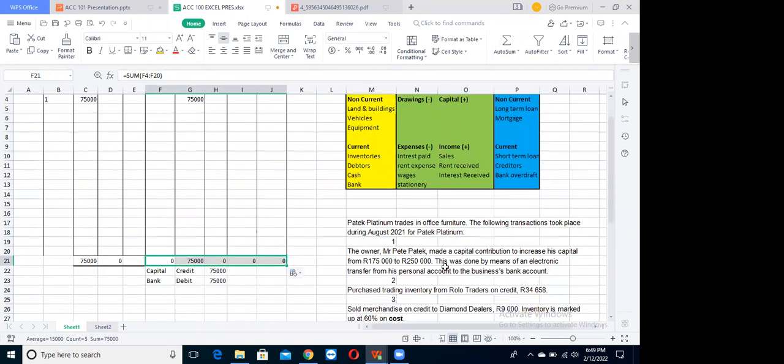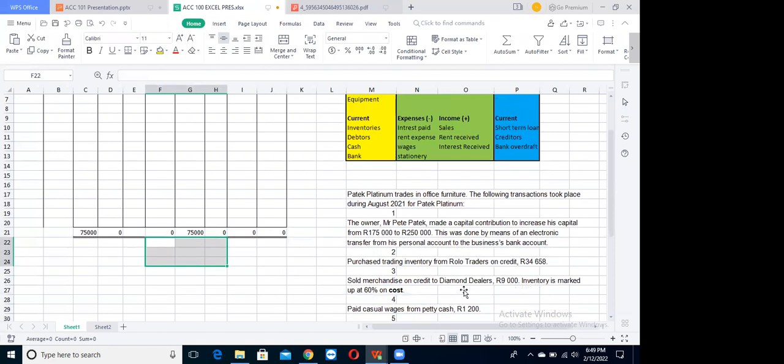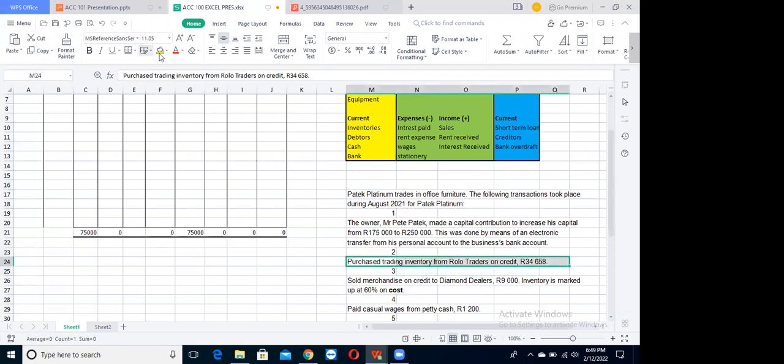So we have said assets is equal to equity plus liabilities. So we want to look at the second transaction here. This one we have done, so we might as well delete it. What does the second transaction say? Let me highlight it so that we know where we are. We purchased the trading inventory from Rollo Traders on credit worth 34,658 rand.